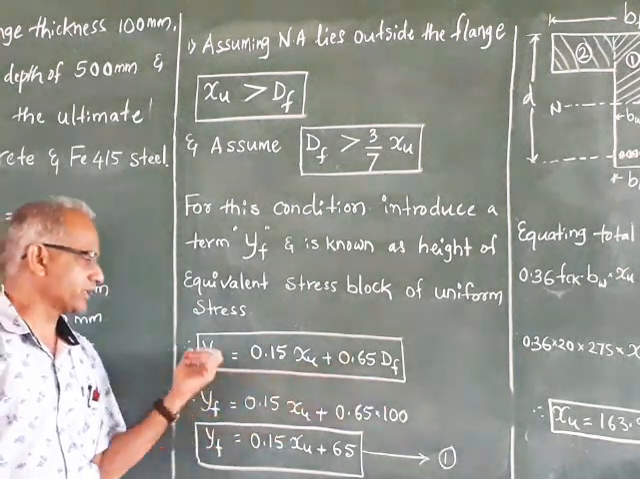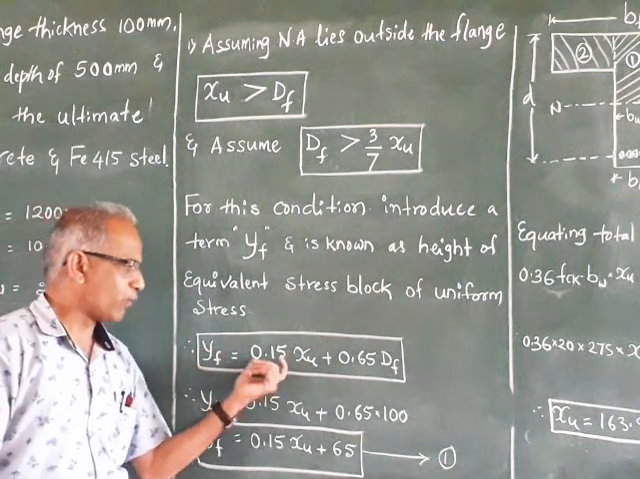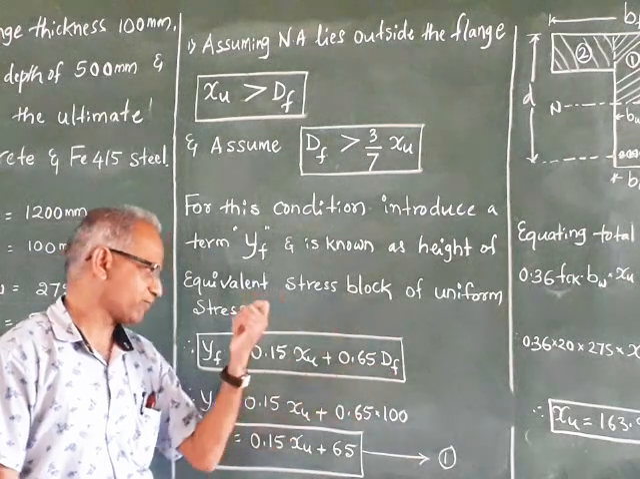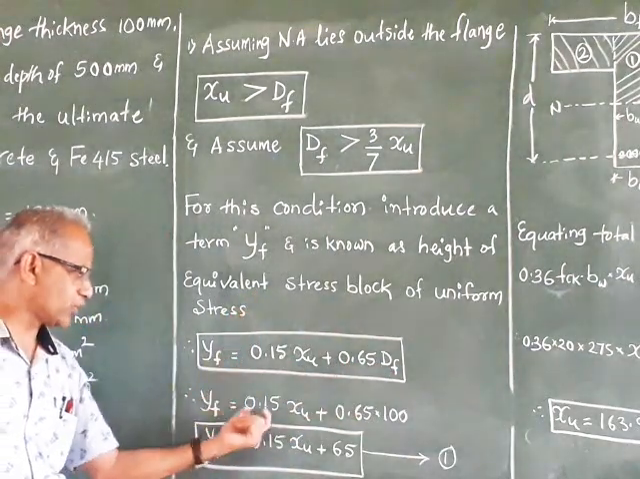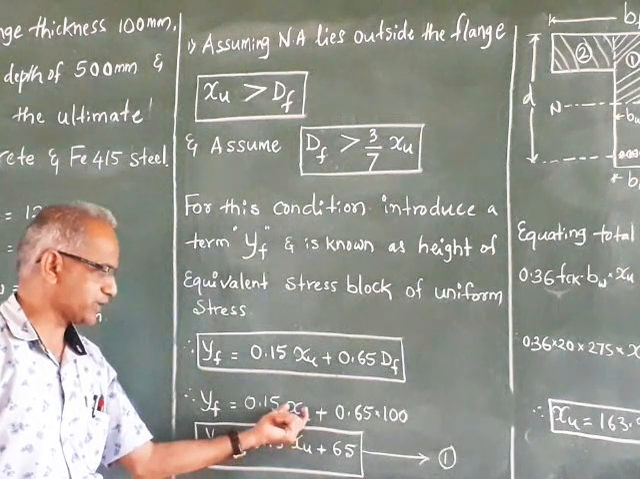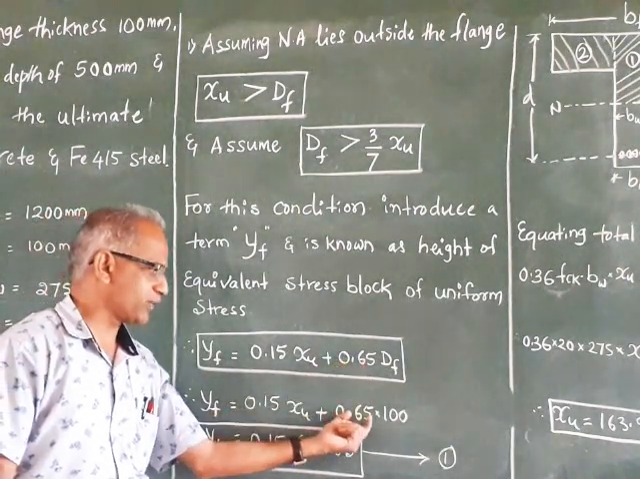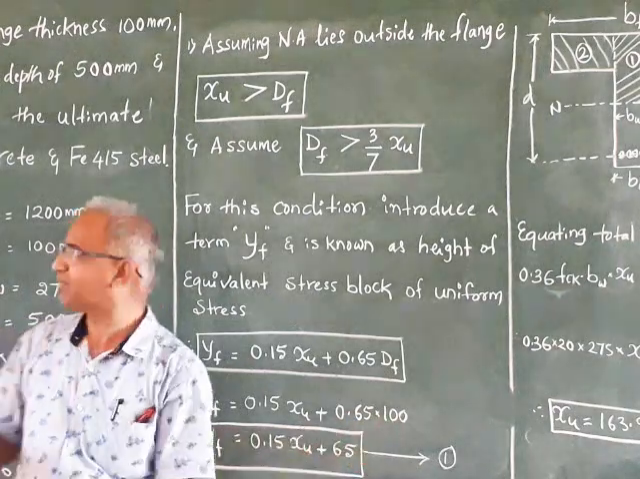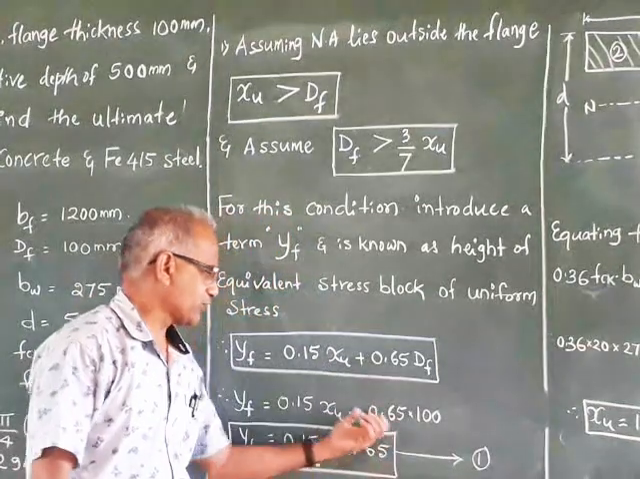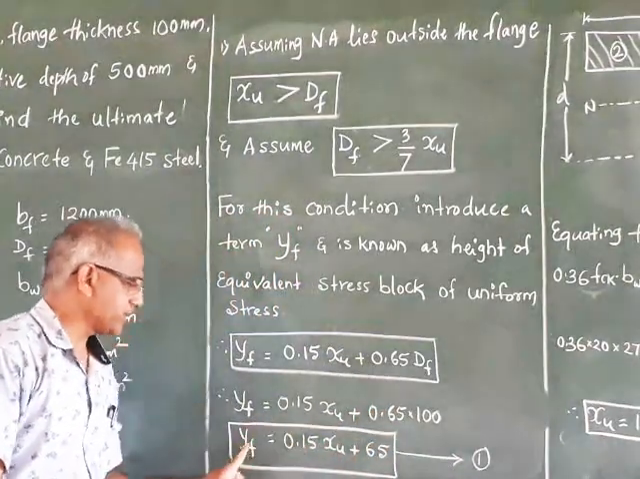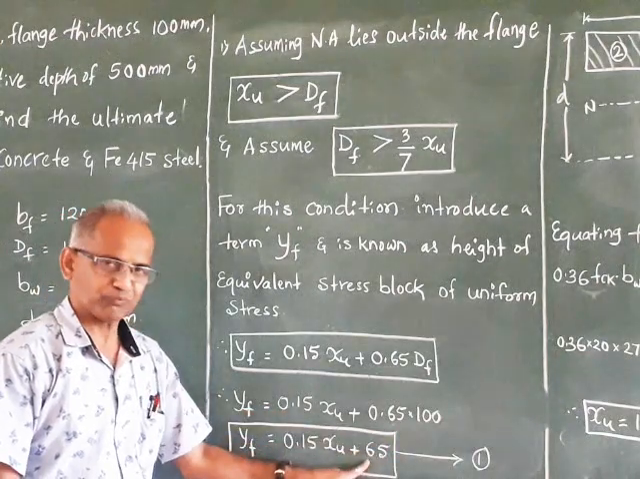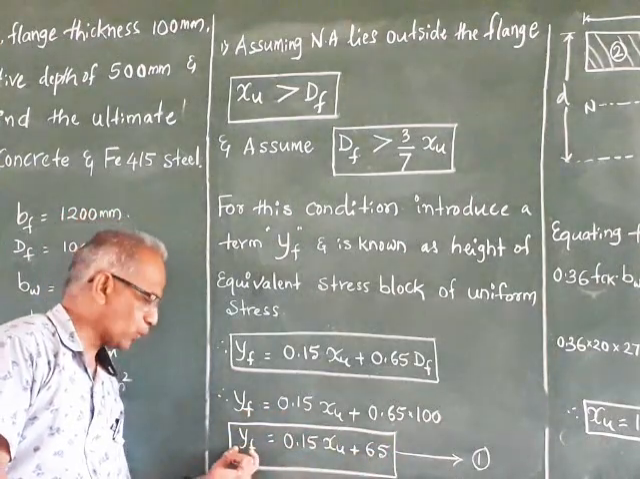So let us consider the term YF is equal to 0.15 XU plus 0.65 DF. Therefore YF is equal to 0.15, keep XU as it is, plus 0.65 DF. DF is given, that is 100 mm. Now substitute this, so automatically the term comes 0.15 XU plus 65. So this is nothing but YF.